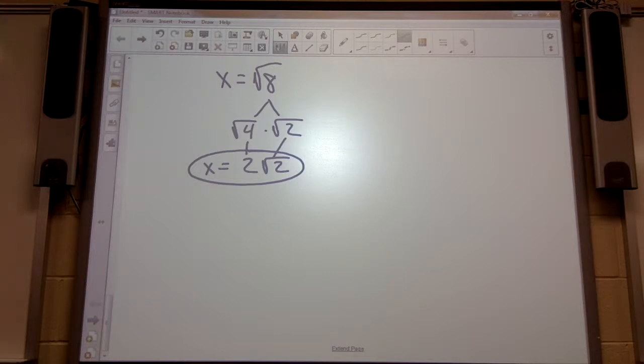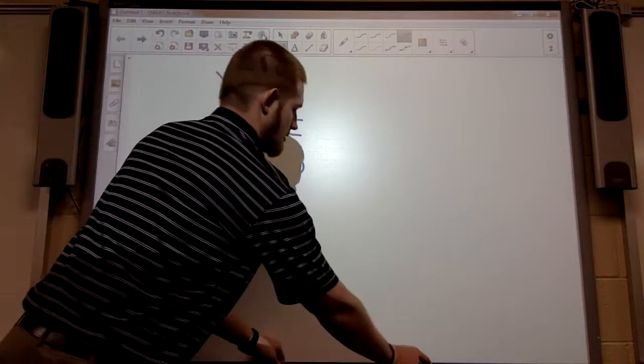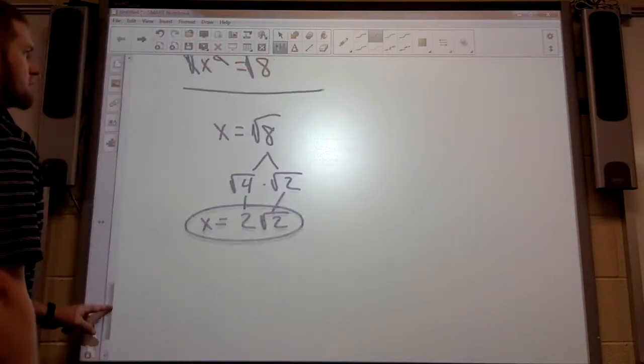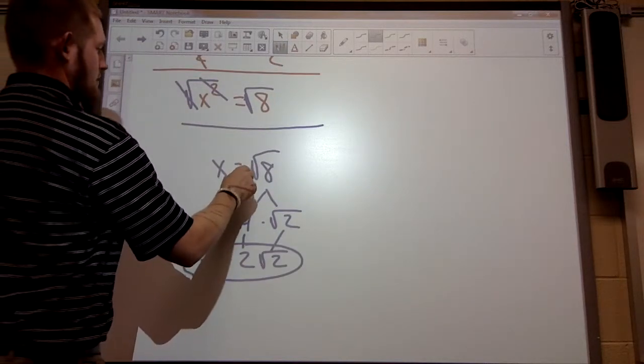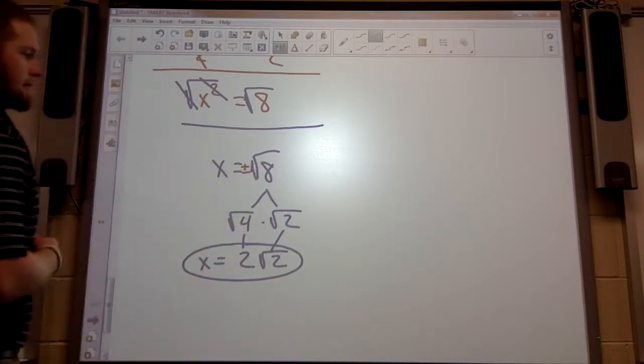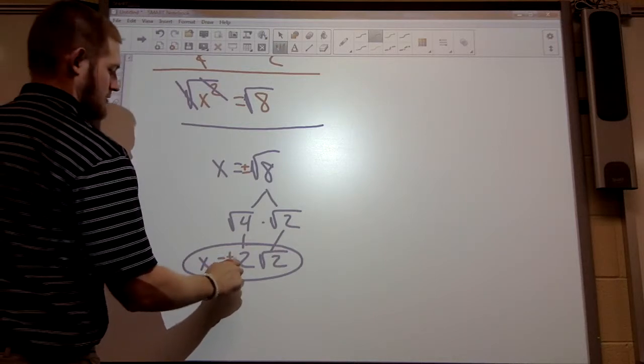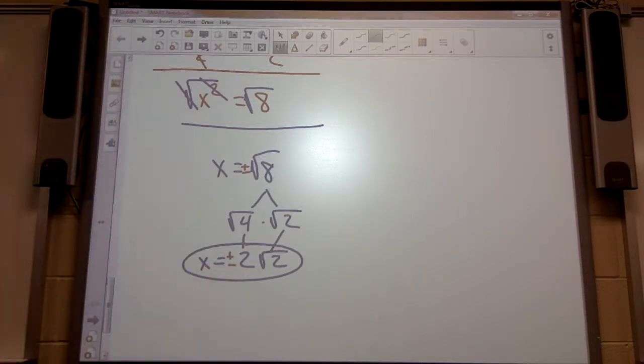Now, one thing we have to be careful with is, and I actually missed this, when I take the square root of something, I need to do plus or minus. So this should be plus or minus 2 square roots of 2.